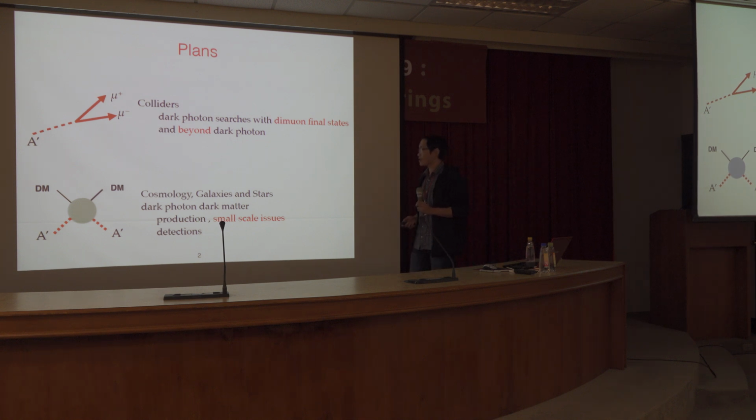In the second part of the talk, I'm talking about different scales: cosmology scale, galaxy scale, and also stars. Here, as I said, the dark photon is dark matter. For production in the early universe, on the cosmology scale, I'm talking about how dark photons are produced. Then going to smaller scales, at the galaxy scale I will give a short review of the small-scale structure issues. Finally, I will show some preliminary results on how we detect it on the Earth or from the Sun.